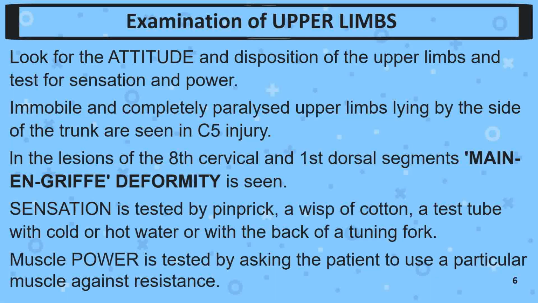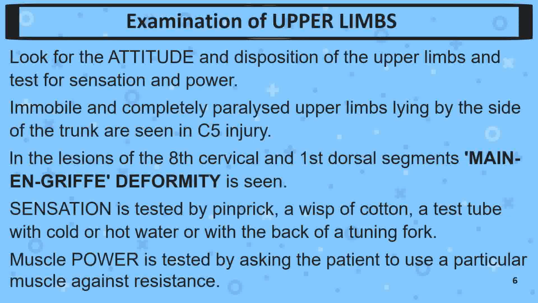Examination of upper limbs. Look for the attitude and disposition of the upper limbs. In cervical spine injuries, the upper limbs assume a characteristic attitude depending on the level of fracture dislocation. If they lie immobile against the trunk and completely paralyzed, the injury is at the C5 level. Any severe lesion above this level will injure the phrenic nerve and may lead to immediate death.